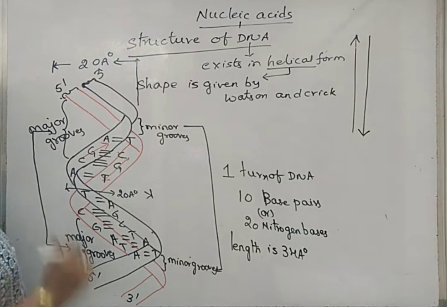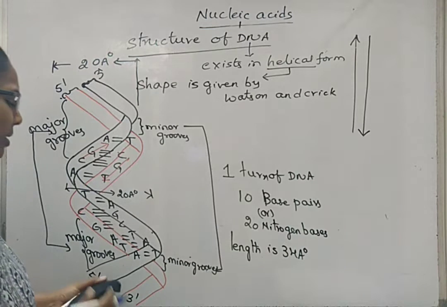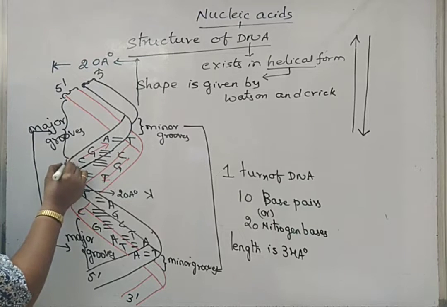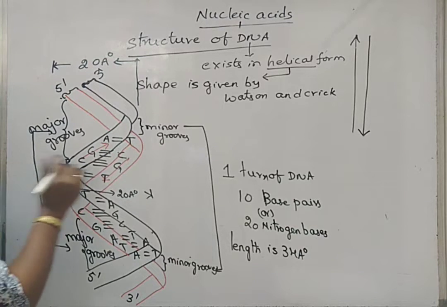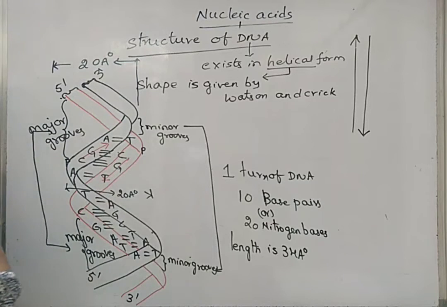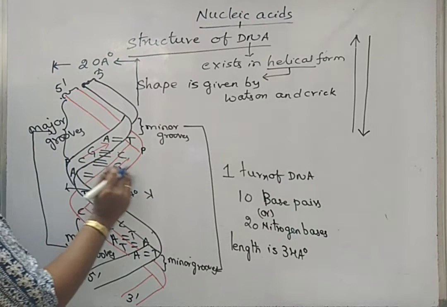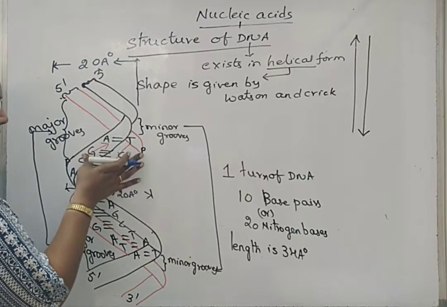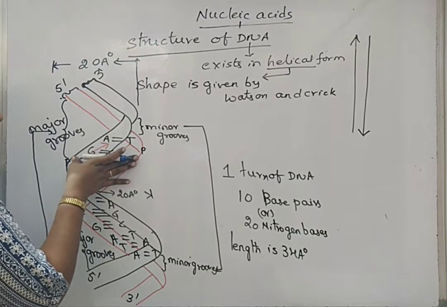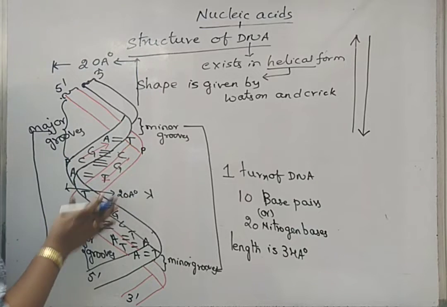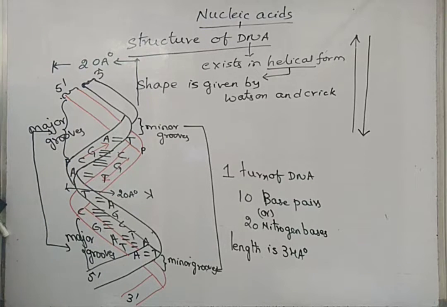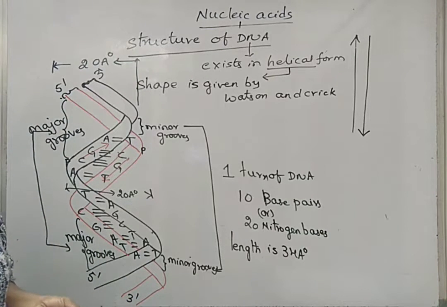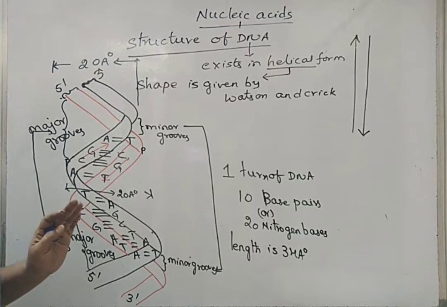How can we represent this 20 angstroms? We can show it like the phosphate molecule which is present here and the phosphate molecule which is present here. Because nucleotides have phosphate molecules also, the distance between these two on the oppositely running strand can be considered the diameter of DNA. So these are the measurements that are required for DNA structure.